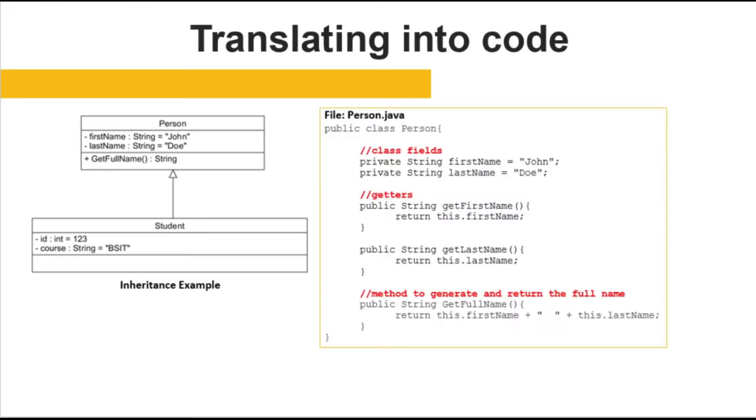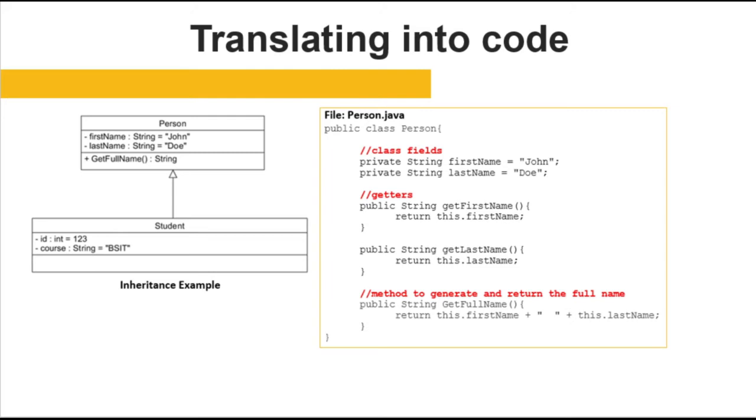Translating into code. As defined in the class diagram, person class has class fields such as first name and last name, both of the data type string having initial values of John and Doe. Observe the proper format inside the class diagram of defining initial values to class fields. Since the class fields already have initial values, and we will not allow for instance the user to set new values, only getters for first name and last name were defined, namely getFirstName and getLastName, to make it a read-only class.